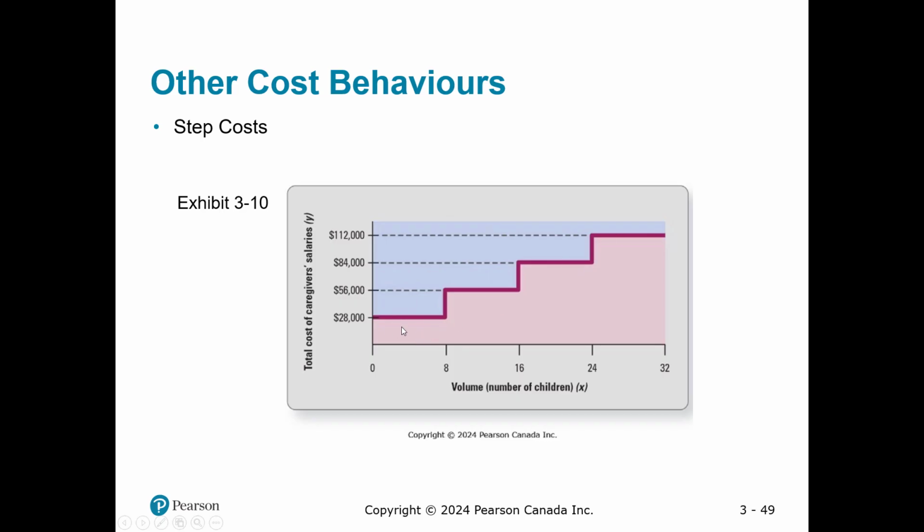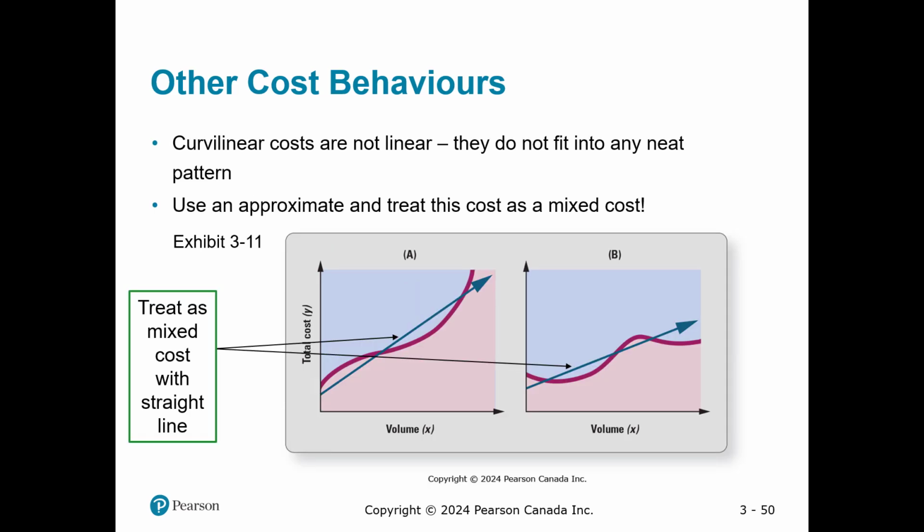So step costs really are directly addressing relevant range. This range, 28,000, only is relevant up to 8 kids. From 9 to 16, 56,000 is relevant. So step costs step up. And keep in mind, it's really similar to when we increased the lease costs for our hotel by leasing a second hotel. Curvilinear costs aren't linear.